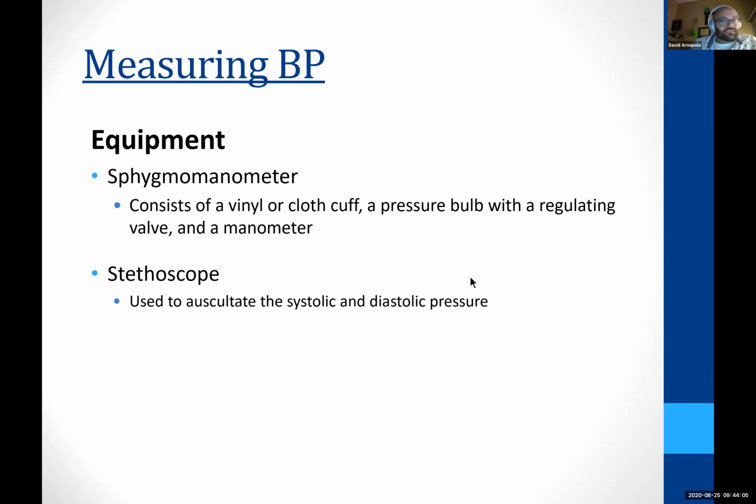The equipment, sphygmomanometer. It's a vinyl cuff with a pressure bulb that, again, all we're trying to do is squeeze the pressure down in our arm or wherever we're checking it and make sure that it's completely occluded or obliterated. It's completely gone. And then slowly decrease the pressure until we figure out how much pressure it takes for us to overcome and how much pressure is actually coming out. That'll tell us how much blood pressure they have.